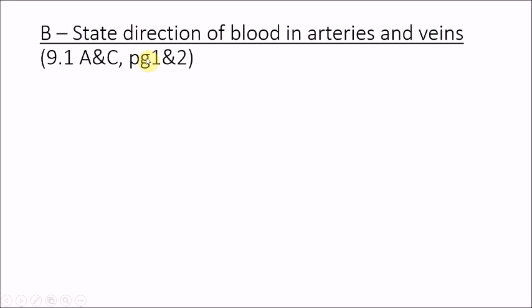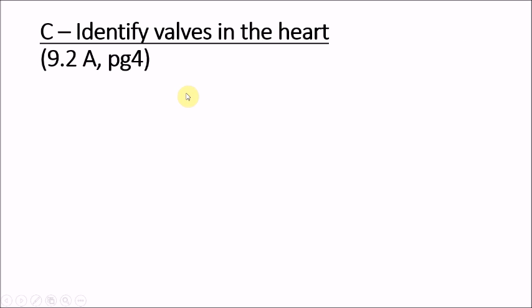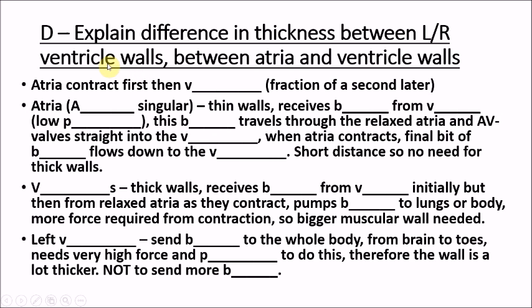Okay. The next objective, to state the direction of the blood in arteries and veins, we've already covered, so this is where you'll find that information, and I'll leave that there. We've also identified the valves in the heart, so I'll leave that there. The next thing we need to do is explain the difference in thickness between the left and right ventricle walls.